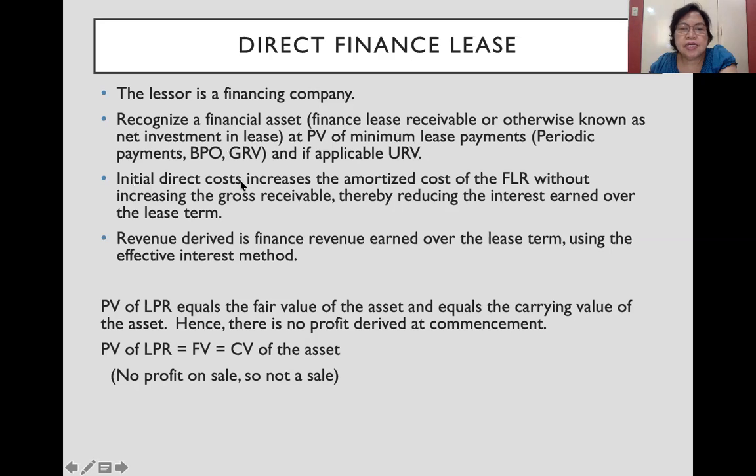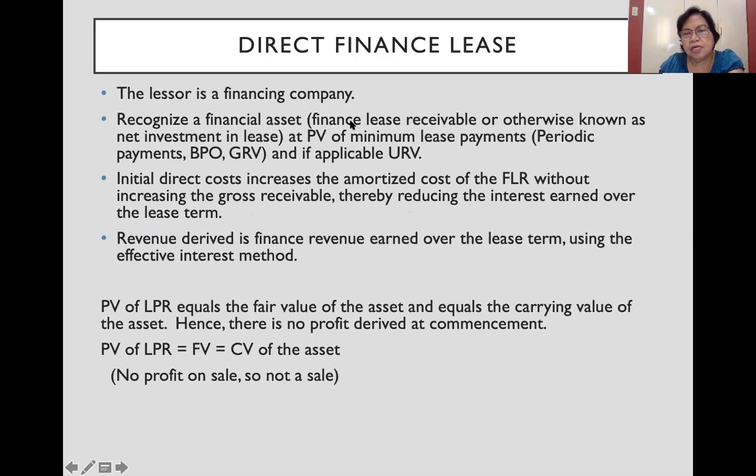Then the initial direct costs increase the amortized cost of the finance lease receivable, meaning the present value, without increasing the gross receivable because this is directly paid by the lessor. That payment actually will not increase the gross receivable that will be collected from the lessee, but it will reduce only the interest earned over the lease term.